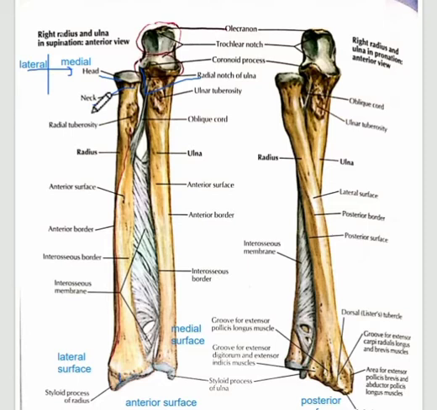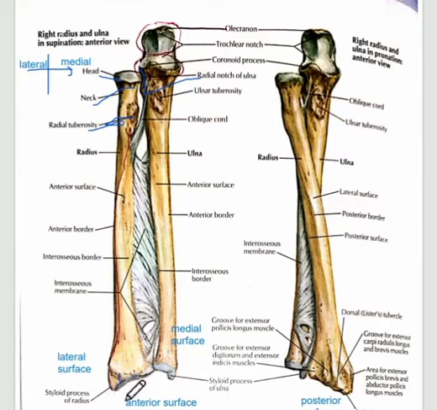This one is the neck of radius. This neck is surrounded by the annular ligament. Both head and neck of radius are free of capsular attachment. There is no capsule attached to the head and neck. Its upper end also consists of a tuberosity. This tuberosity is called the radial tuberosity.